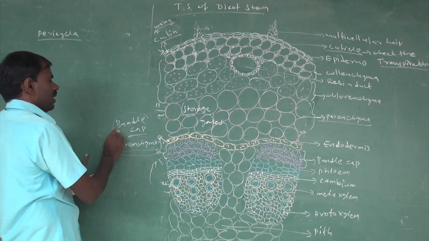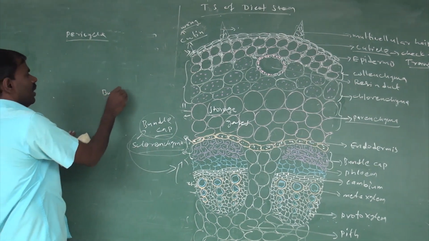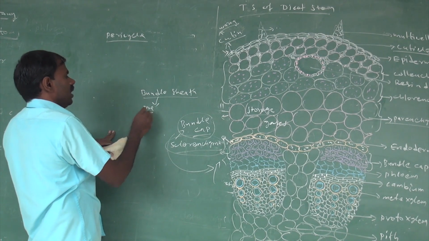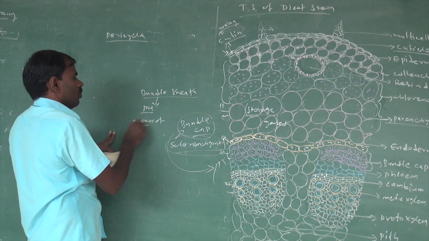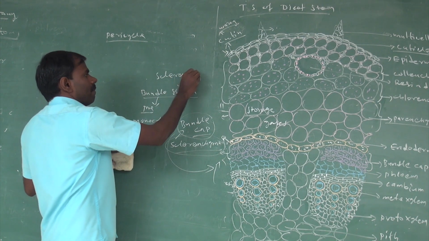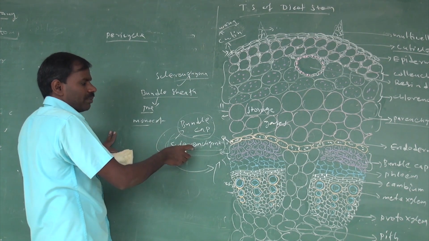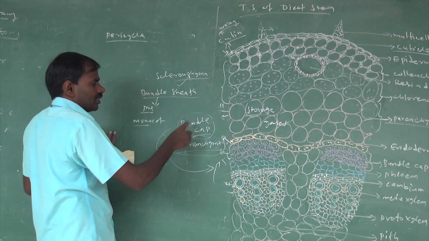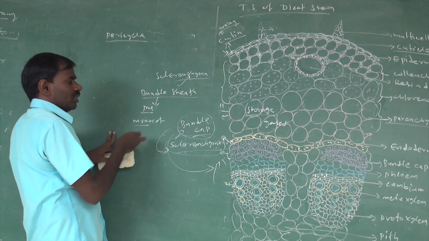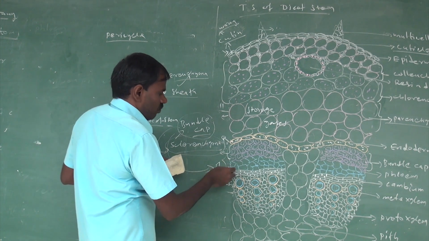The bundle caps are present only in the dicot stem, but bundle sheath cells are present only in the monocot stem. These bundle sheath cells are also made up of sclerenchyma cells, above the vascular bundle regions. The bundle caps are present only in the dicot stem, and the bundle sheath cells only in the monocot stem. The next one is the phloem elements.